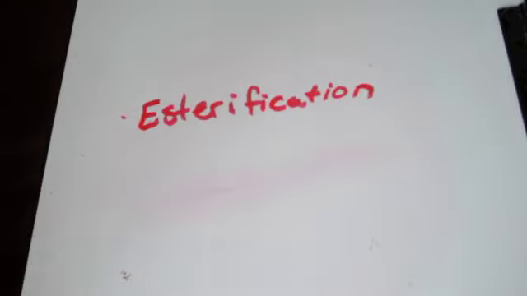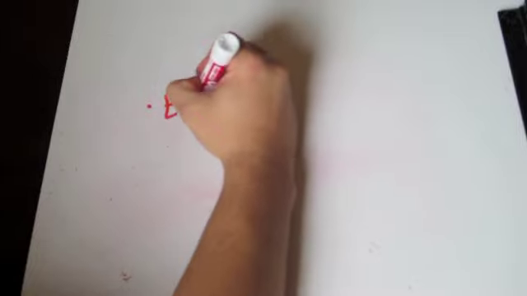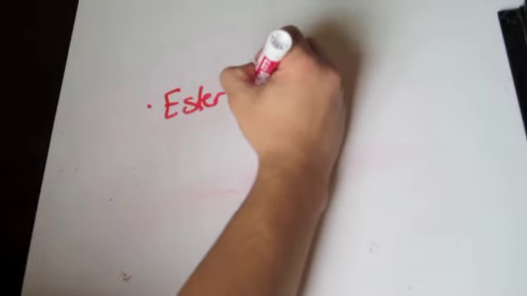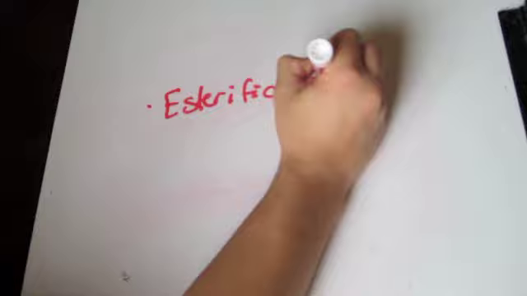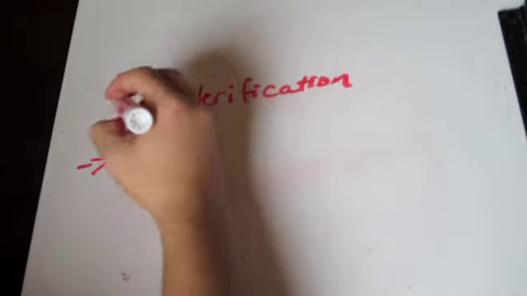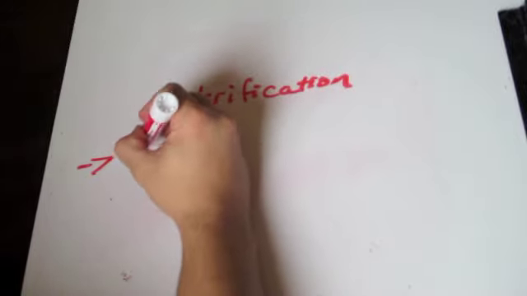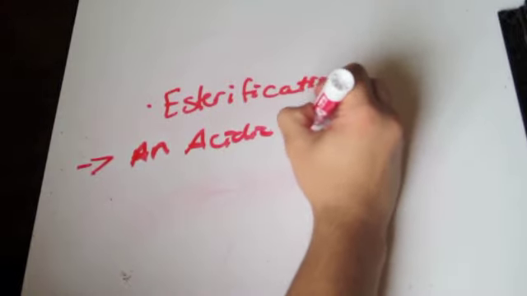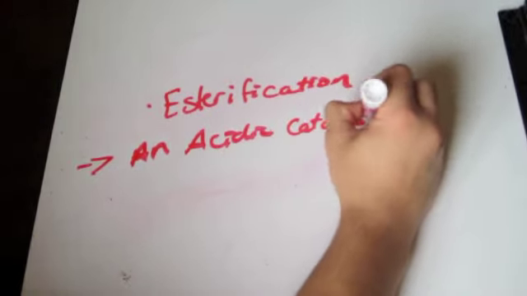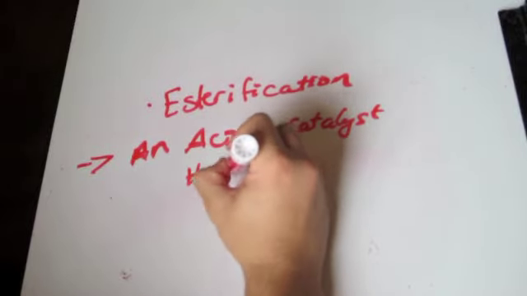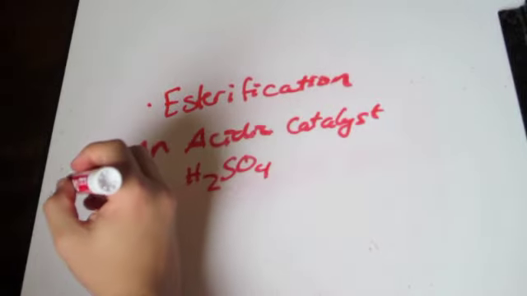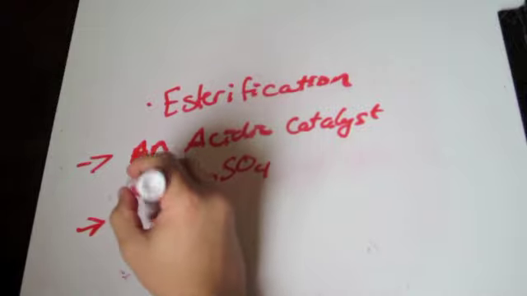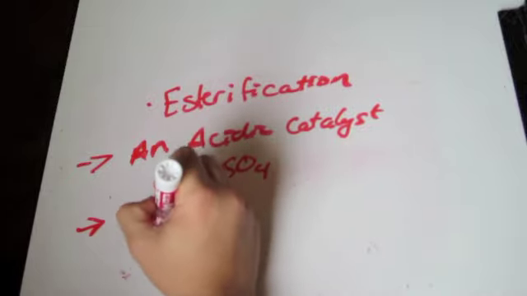This process is called esterification. For an esterification to occur, we generally need an acidic catalyst, such as H2SO4, and/or a little bit of heat.